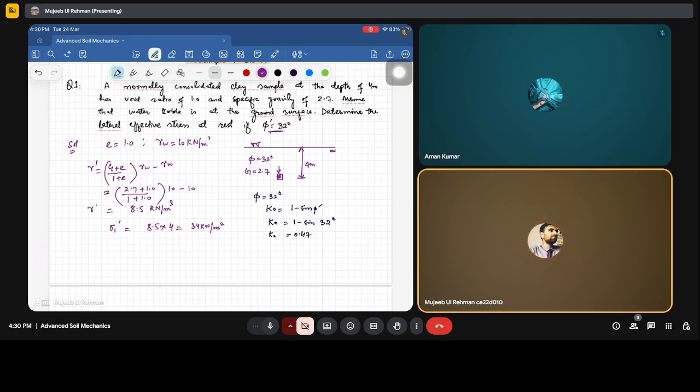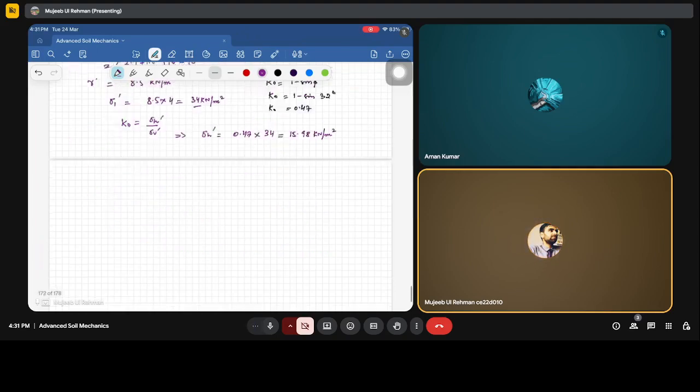It's K naught. Fine. So we know that K naught is given by sigma horizontal by sigma vertical. So sigma horizontal is equal to 0.47 into sigma vertical, which is 34, which is equivalent to 15.98 kilonewton per meter square. So this was the question. We had to determine the lateral effective stress at rest for the condition where the soil sample was at a depth of 4 meter from the ground surface and water table was at the ground surface.